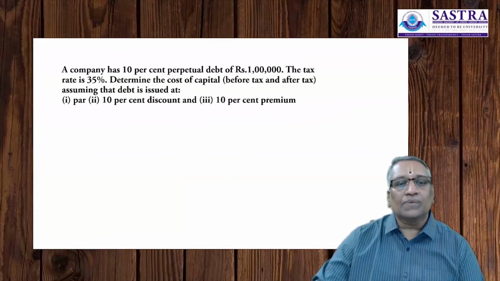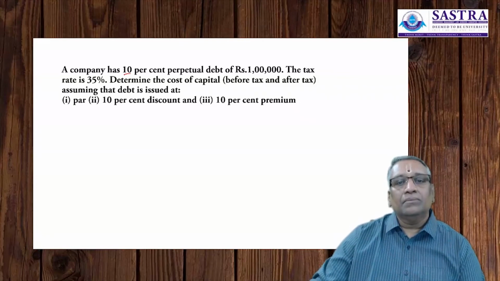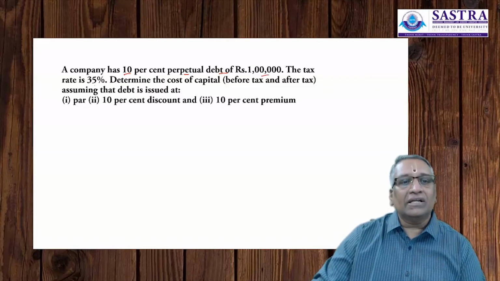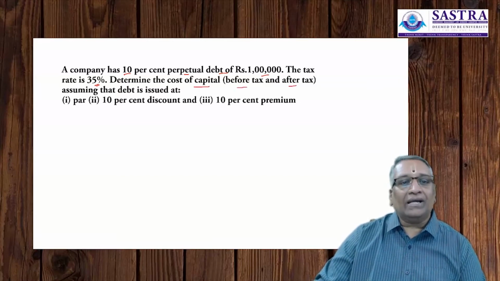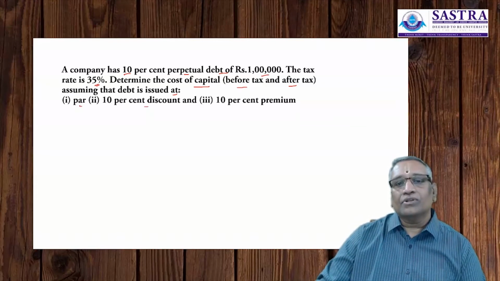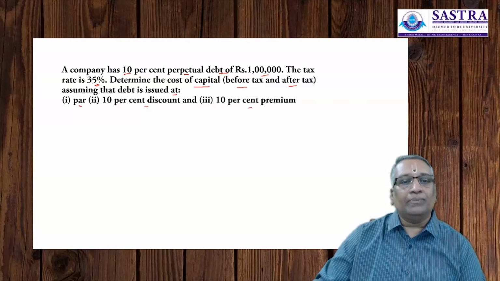Let us now consider this question. A company has a 10% perpetual bond or perpetual debt of rupees 1 lakh. The tax rate is 35%. And you are asked to determine the cost of capital before and after tax, assuming that the debt was issued at par, at 10% discount, and at 10% premium.